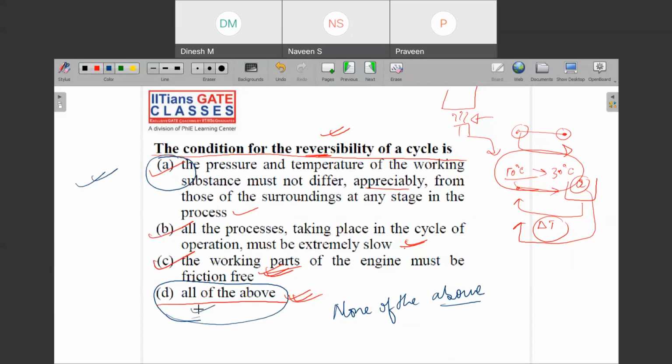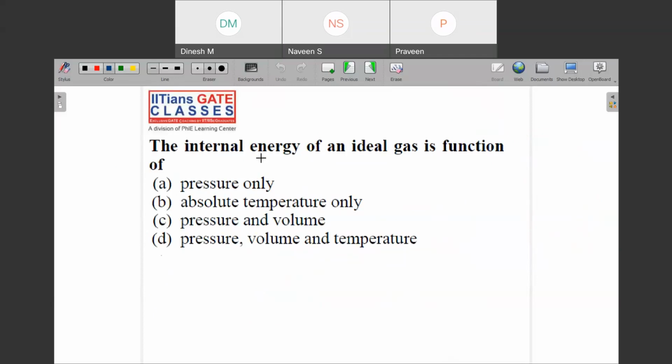Why? Because there was one option telling that all of the above are true. So we should be careful whenever we are solving questions and they have given an option as all of the above or none of the above. Okay, let us read the next question.